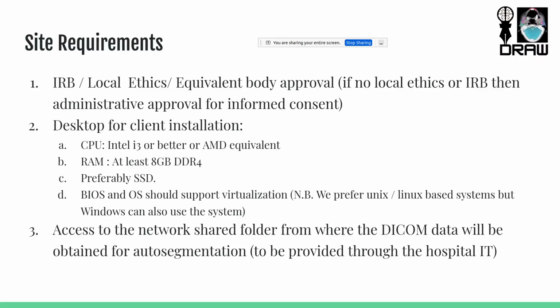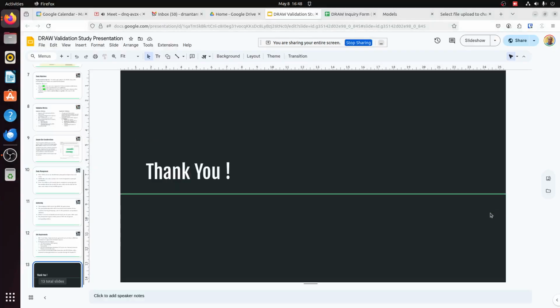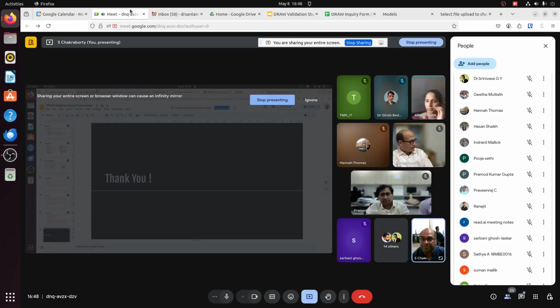We would need your IRB approval, and if there is no local ethics committee, then at least an administrative approval is required for informed consent. The desktop specifications are as we suggest. This is a very basic desktop, like an i3 desktop with 8GB DDR4, which will have virtualization support, because if you have a Unix system, we don't need virtualization. But if you have a Windows system, we would prefer to have virtualization, because we will install it on Docker. And of course, network shared folder access. So thank you. That is basically the nutshell, the validation study plan.